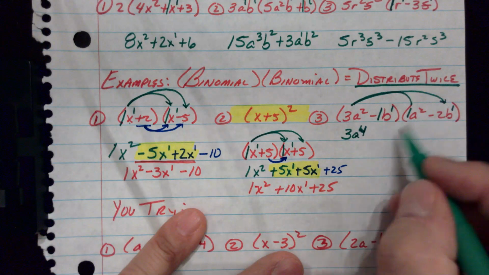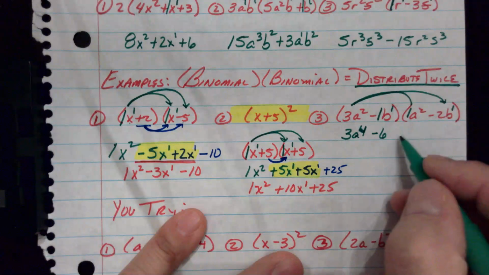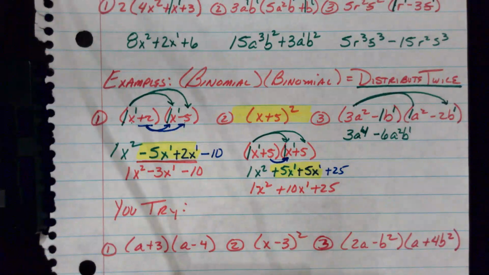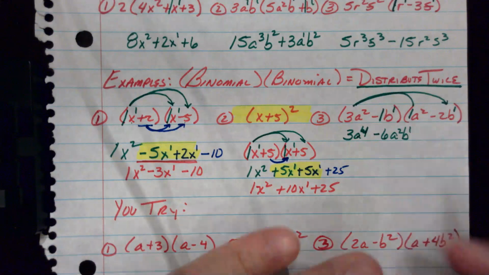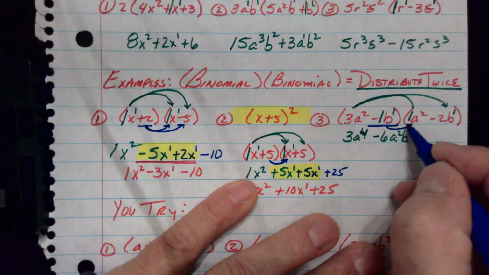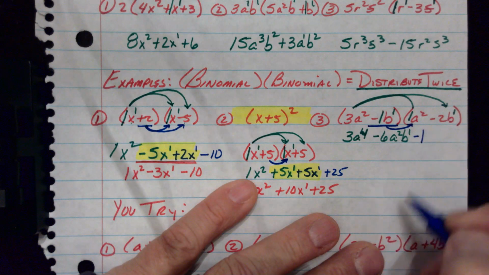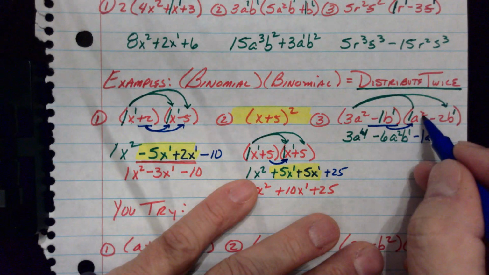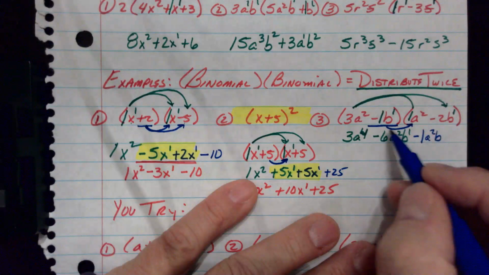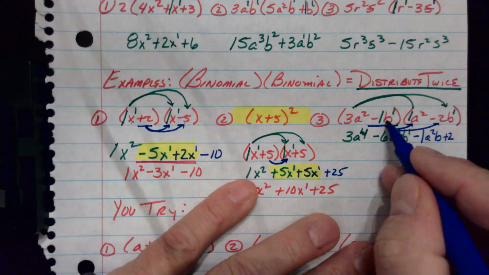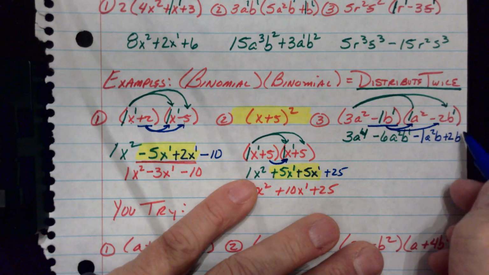3 times negative 2 gives me negative 6 times a squared times b to the 1st. And then I distribute the other number, the negative 1b. Again, this is a problem where I need to pay attention to the signs. Negative 1 times 1 is negative 1 a squared b, because a has a higher power of x. And then negative 1 times negative 2 makes a positive 2 b to the 1st, and b to the 1st times b to the 1st makes b squared.